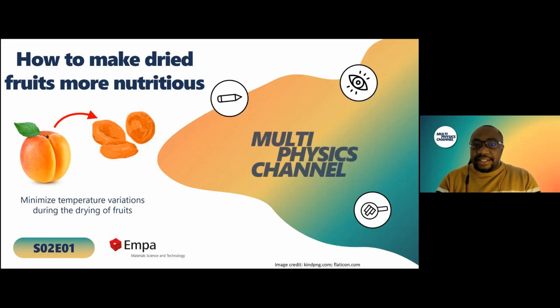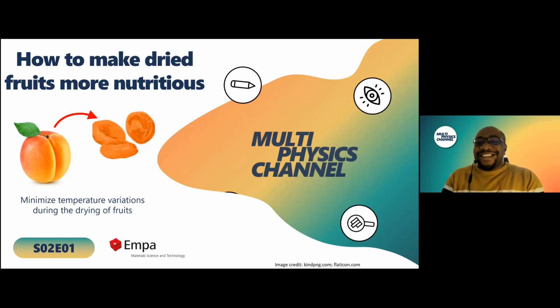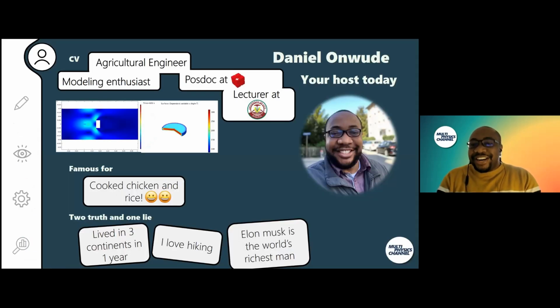But before I start, a bit about me. I am Daniel Onwude, an agricultural engineer and a postdoc researcher with the Symbiosis Group, Laboratory 401 Empa-TV. I'm also a lecturer at University of Uyo, Nigeria. My main interest is in modeling and simulation of agricultural and food systems, as well as products. According to my colleagues, I am famous for cooked rice and chicken. There are two truths and a lie, which I want you all to figure out yourselves.